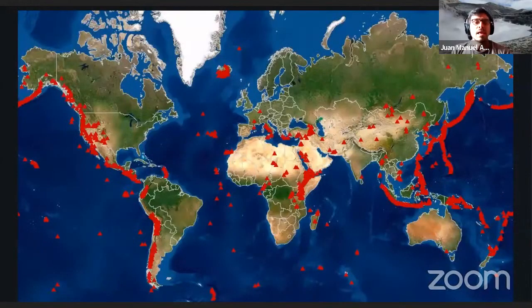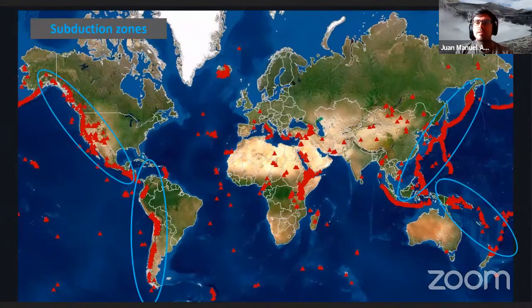There is some kind of relationship between this process and the location of the volcanoes on Earth. Here in this map, you can see the locations of active volcanoes around Earth. They are very scattered around the surface, but there are some preferential locations. I will show you first these blue ellipses. These locations are related to subduction zones, to plate tectonic limits.